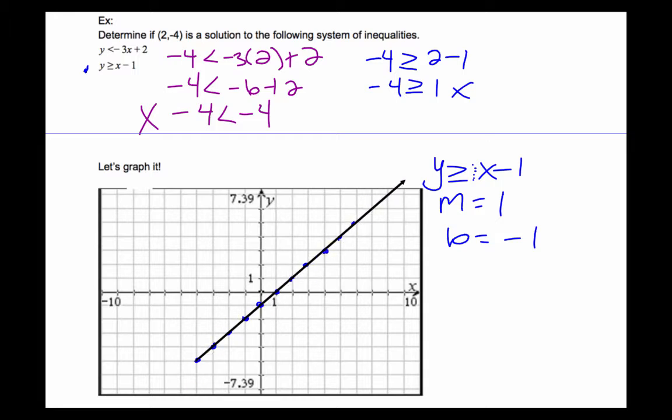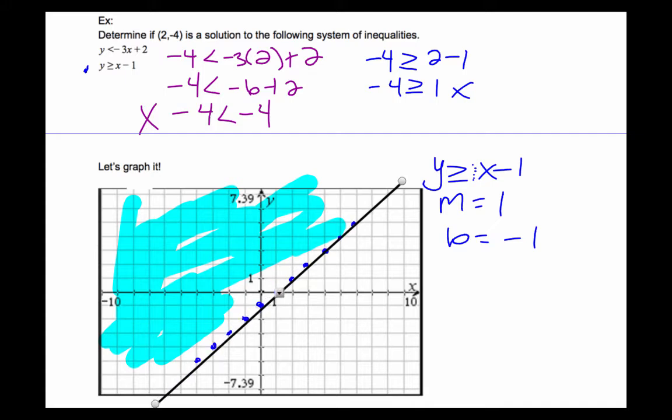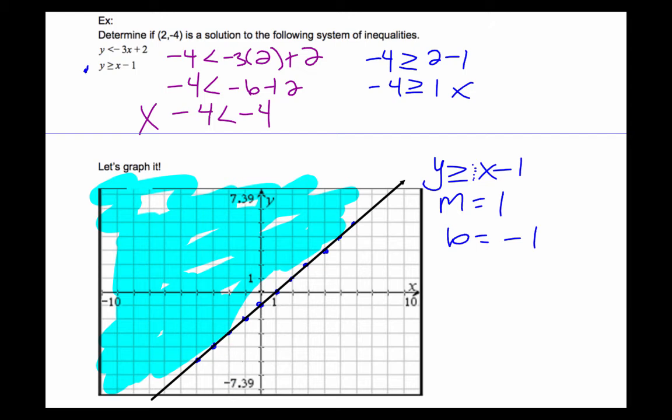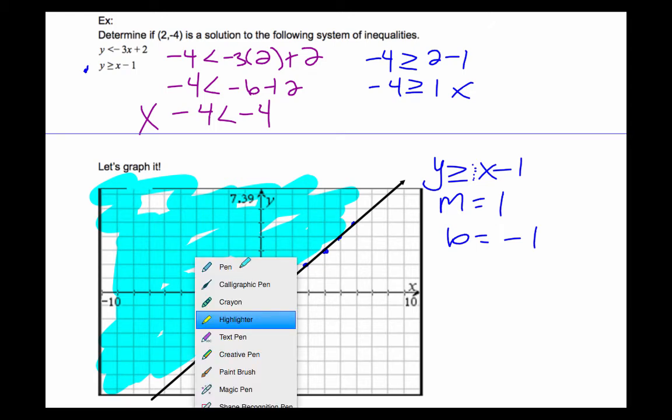All right, where am I going to shade? Am I going to shade above or below? I'm going to shade above, okay, greater than, above. This is above. So all of this is the solution. Now, if I extend my line to really cover the coordinate plane, the solutions come all the way down here to that inequality. All right, so now I'm going to graph the other one.